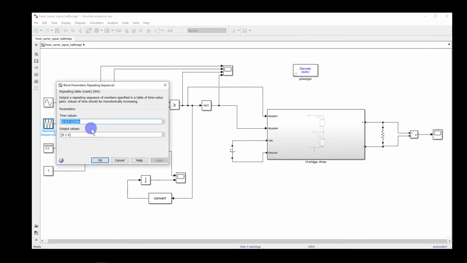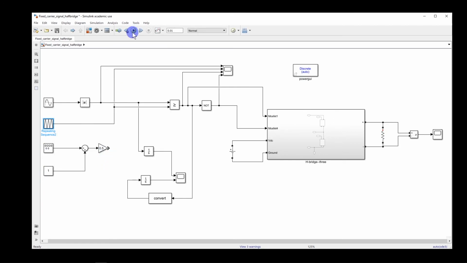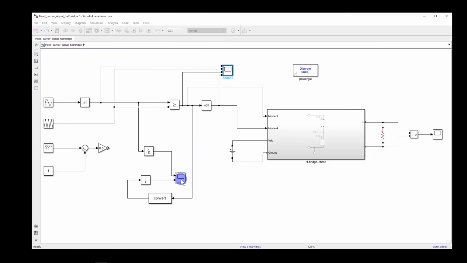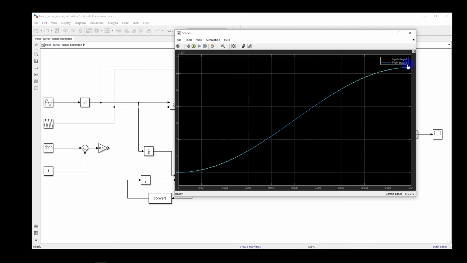If I increase the frequency of the carrier signal, for example to 5000 Hertz, now this will be the PWM, and if you look at the integral, you see that they are on top of each other. And if we increase even more, then they will be exactly on top of each other. Okay, so this is when we use a triangular waveform as the carrier signal.